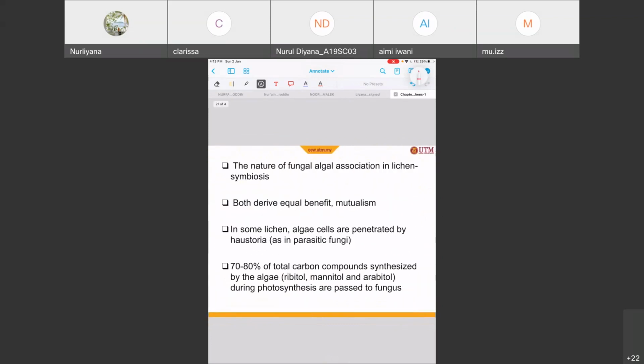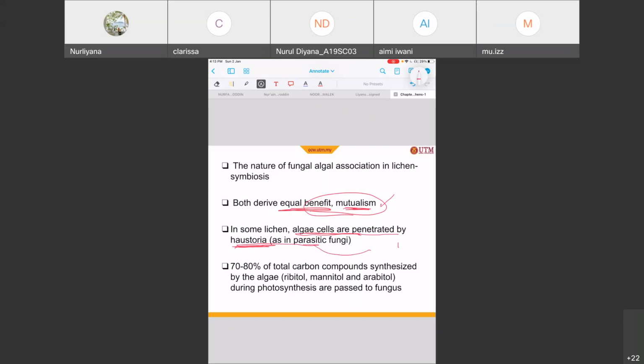Right. So then we know that lichen is very important because they have a symbiotic system. This symbiotic system gives equal benefit, or what you call mutualism. So both of them get the same benefit. So in some lichen, the algae cells are penetrated by Hostria as a parasitic fungi. Sometimes both of them get benefit.